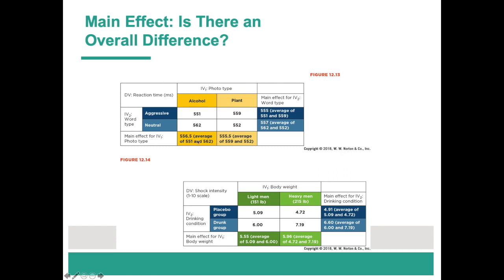Now the marginal means for this one is alcohol. So you take the mean for aggressive and neutral, and we get 556. And for plant, we get 555. And so again, not much of a difference there. So the main effect is the difference between these two, which is just 1 unit, and the difference between these two is 2 units.